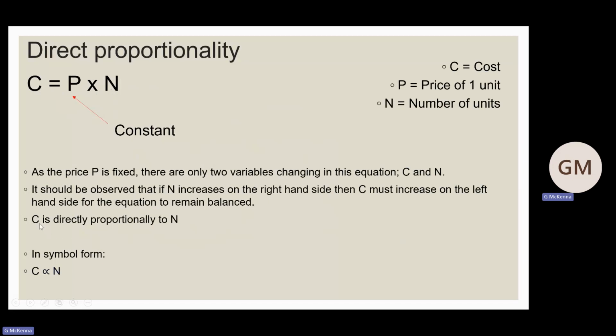And we say that the cost is directly proportional to the number of items. Now we can say that really in symbol form, that C is directly proportional to N. And this is the symbol we use here to represent direct proportionality. So again, you might just want to pause the screen and just copy down these respective notes.